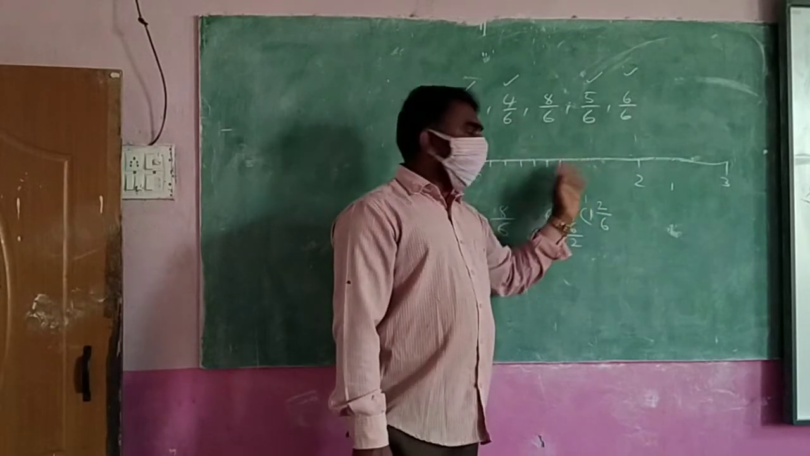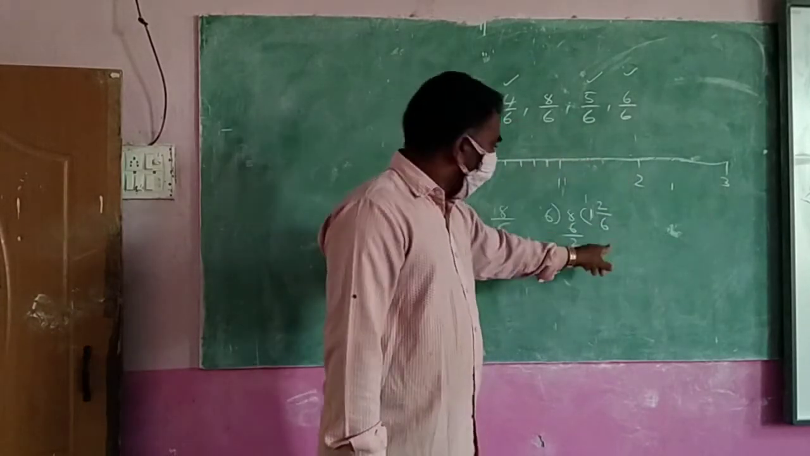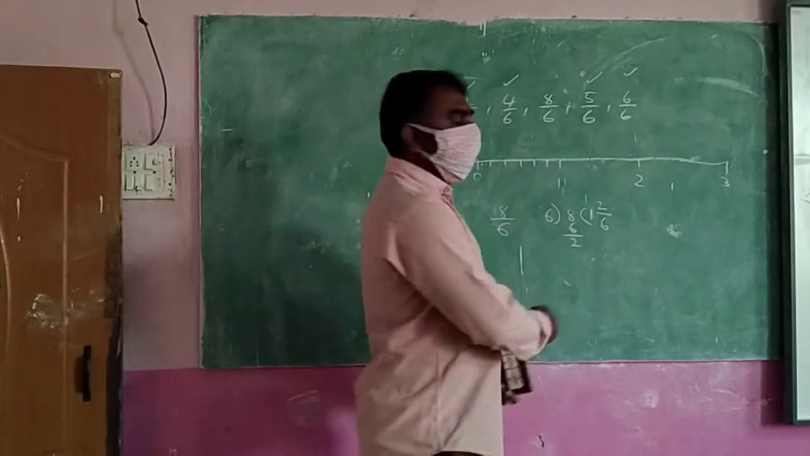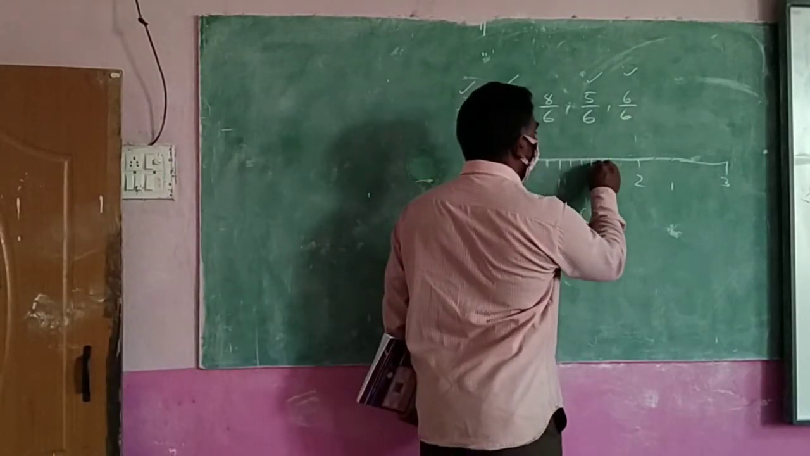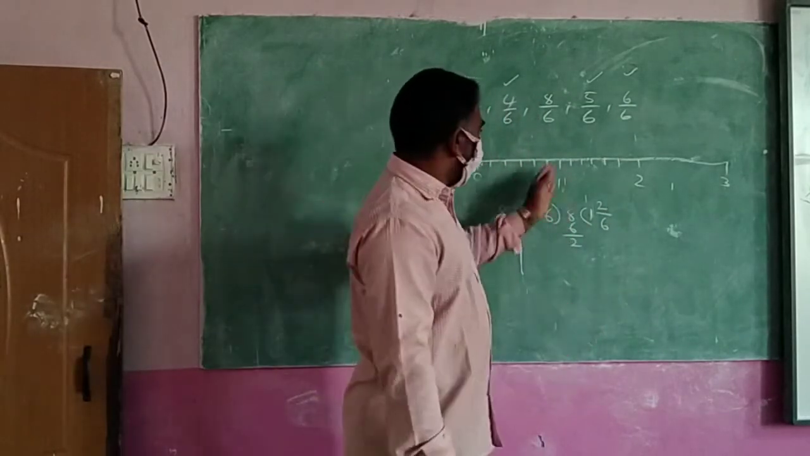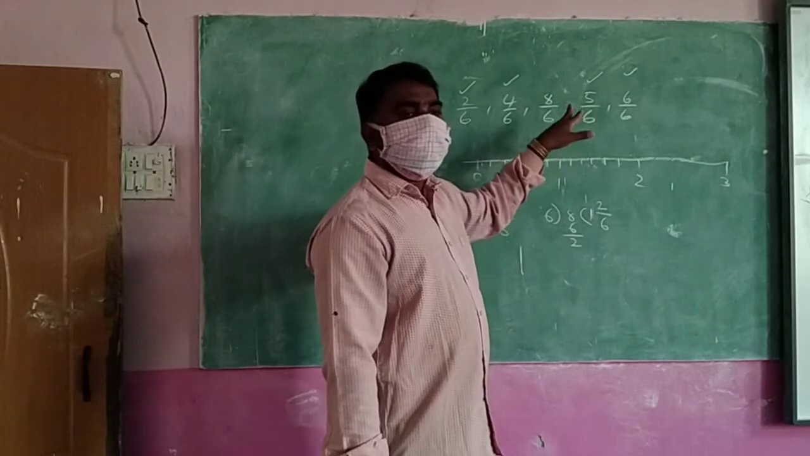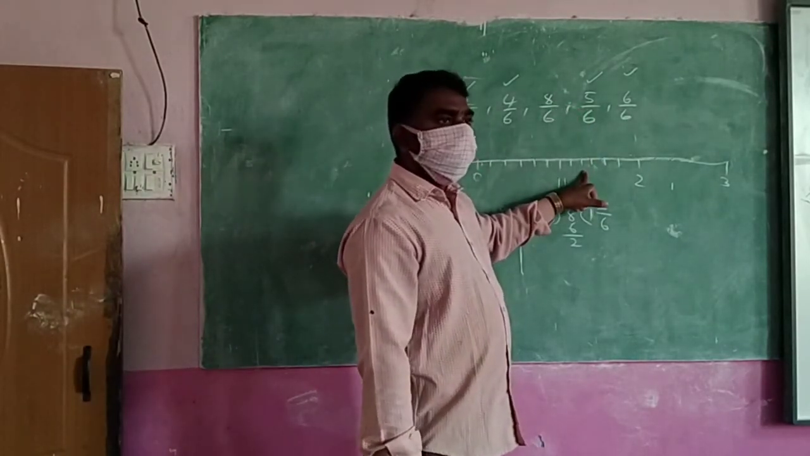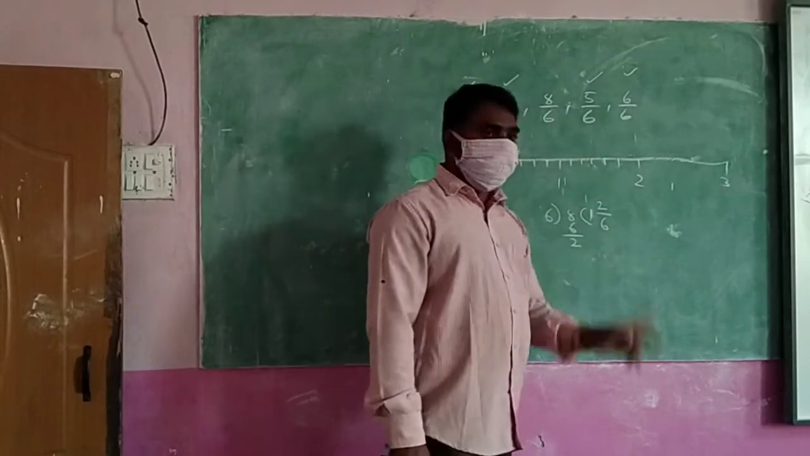Between 1 and 2, how do you have to mark again? There also you have to mark, because there are 6 parts. You have to create 6 parts here also. 1, 2, 3, 4. After that, where will 2 by 6 come? 1 after 2 by 6. Where is the 2 by 6? 2 lines after 1. Okay. So you write it and mark the fractions on the number line.